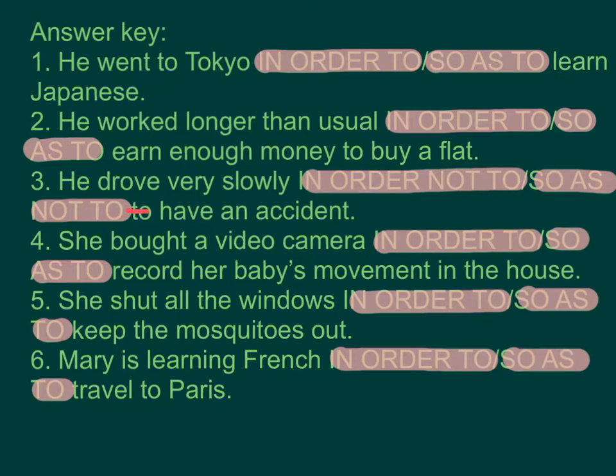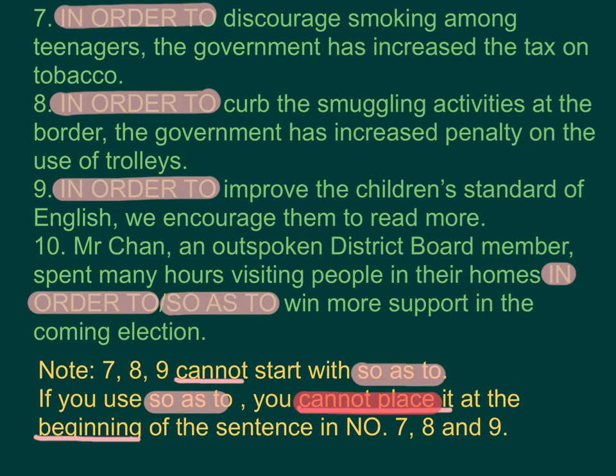Number 5. She shut all the windows in order to or so as to keep the mosquitoes out. Number 6. Mary is learning French in order to or so as to travel to Paris. Number 7. In order to discourage smoking among teenagers, the government has increased the tax on tobacco. Number 8. In order to curb the smuggling activities at the border, the government has increased penalty on the use of choris. Number 9. In order to improve the children's standard of English, we encourage them to read more.